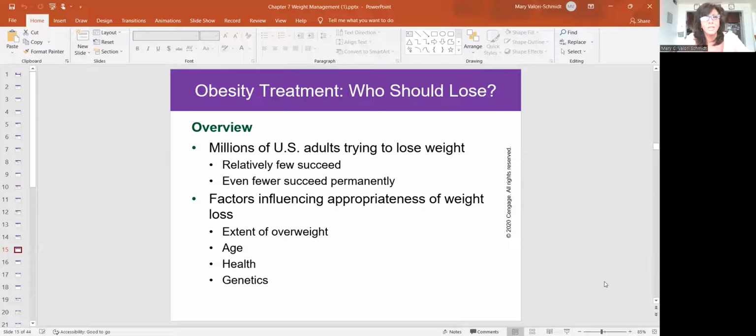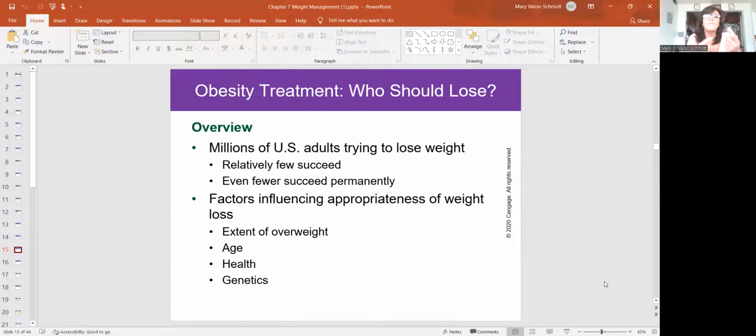So when we talk about obesity treatment, who should lose weight? Millions of people in this country are always trying to lose weight, and not very many are successful. Some are successful for the short term, but for the long term, for permanent weight loss, not so much.